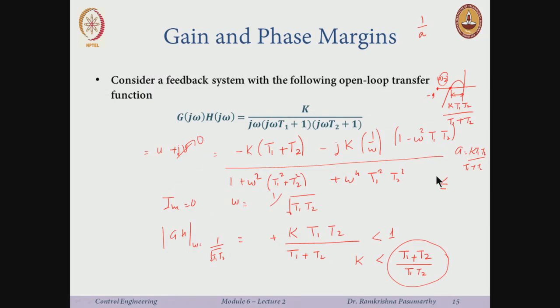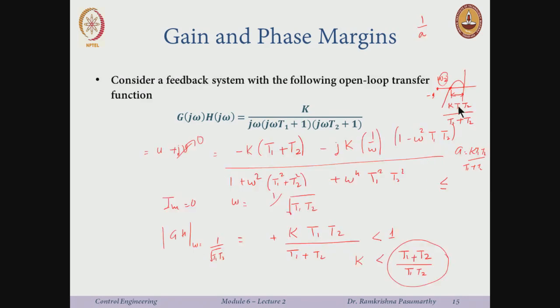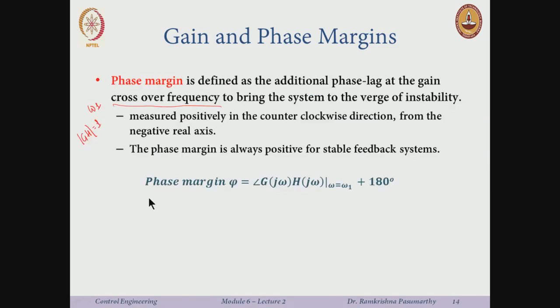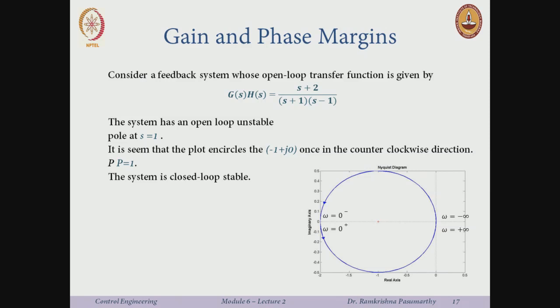So, what was this magnitude here? k T1 T2 over (T1 plus T2). What happens when k equal to 2 and T1 T2 equal to 1? This guy becomes 2 times 1 by 2. This is 1. Okay, so that is exactly what is happening here at k equal to 2. I can compute it analytically and also check by the plots.